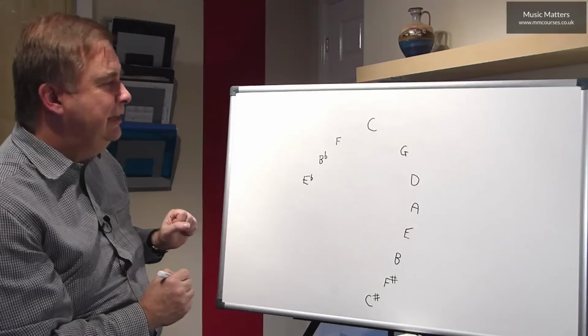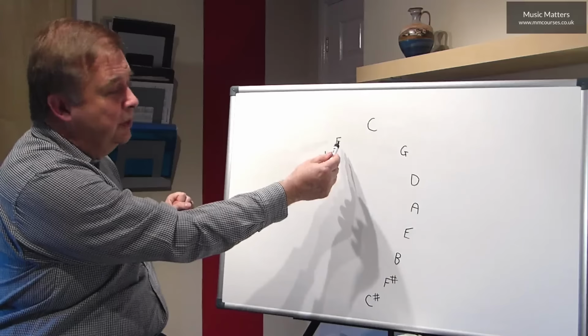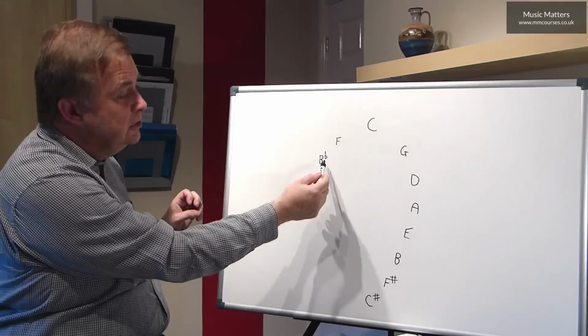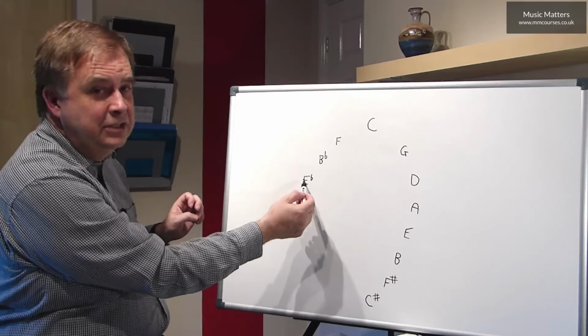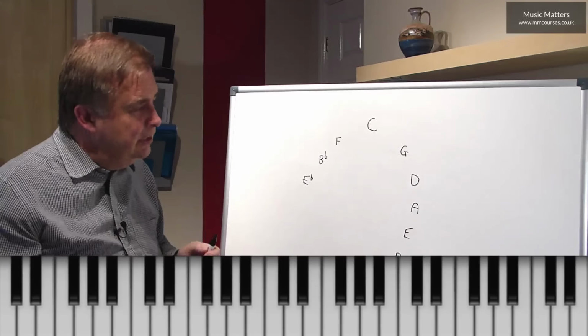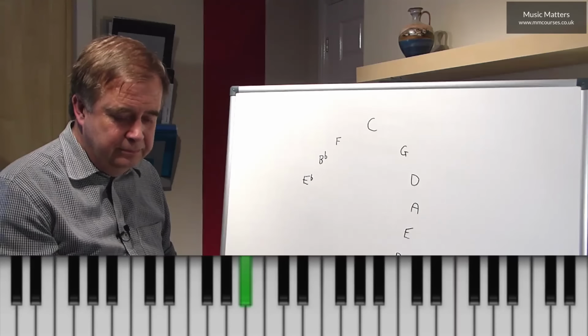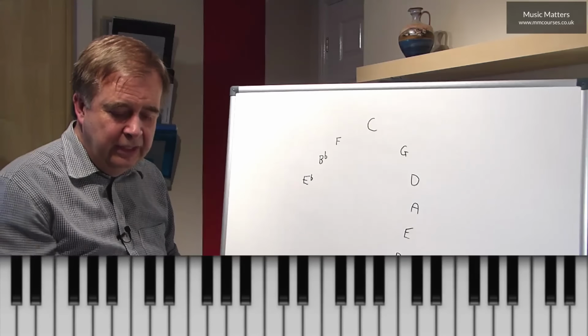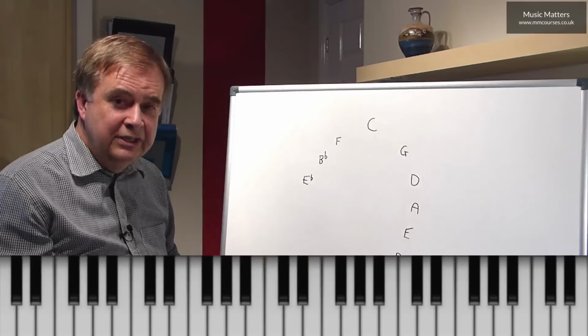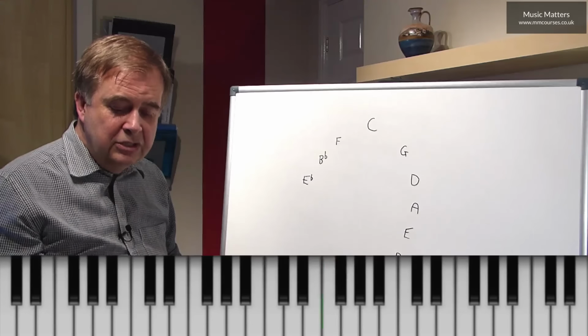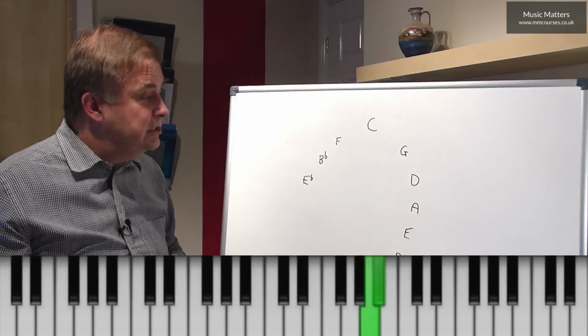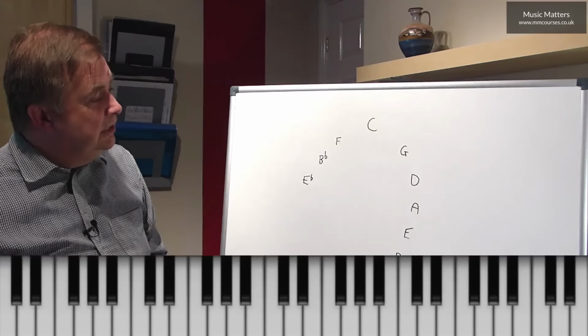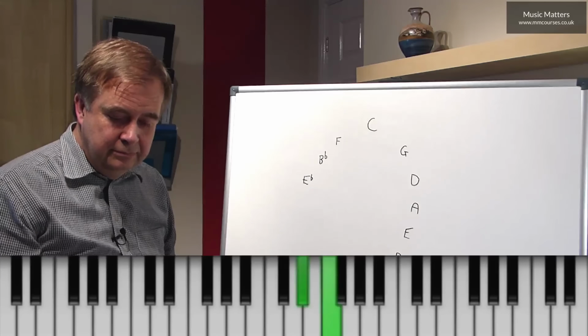Everything from now on is going to be a flat key. So it's E flat major. F major's got 1 flat, B flat major's got 2 flats, E flat major's got 3 flats. We did F major, B flat with 2 flats. Tone, tone, semitone, tone, tone, tone, semitone. E flat major has got 3 flats.